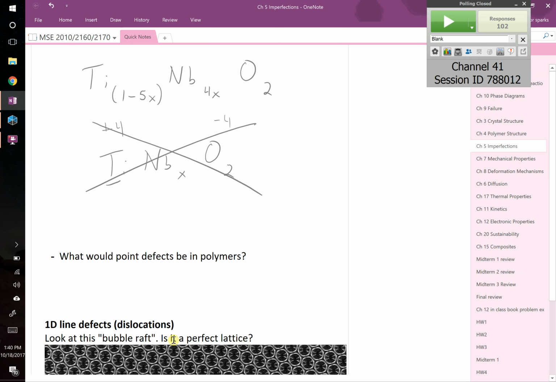Let's say that you expect your polymer to be polyethylene, so it's this repeating ethylene monomer. But let's say one of those got substituted out for a polyvinyl chloride. You could think of that as a point defect. It's a single one, one spot where it's occurring. Or maybe one of your side groups isn't what you expect it to be, it's something else. That would be a point defect in a polymer.